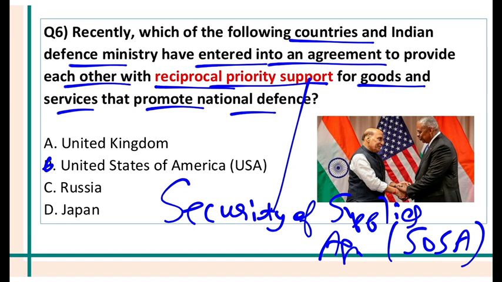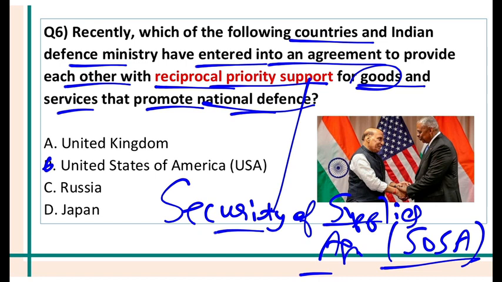Now, we signed a lot of agreements with America like LEMOA and all those. So SOSA is the Security of Supplies Arrangement. Basically, America will give us goods and services and we will give to America for promoting national defense. This is a landmark agreement, extremely important from the exam point of view.